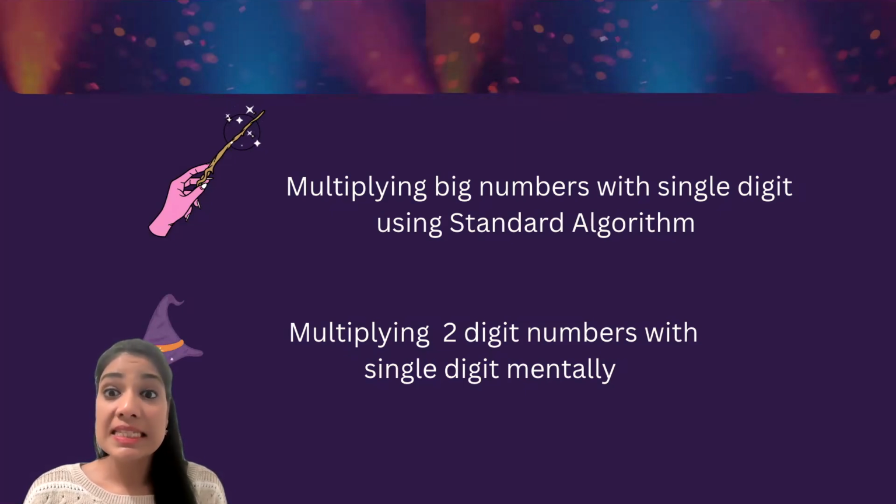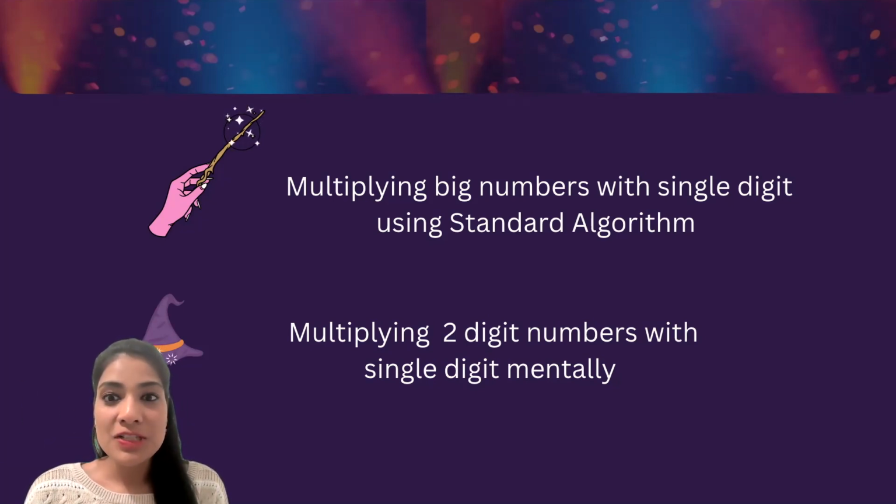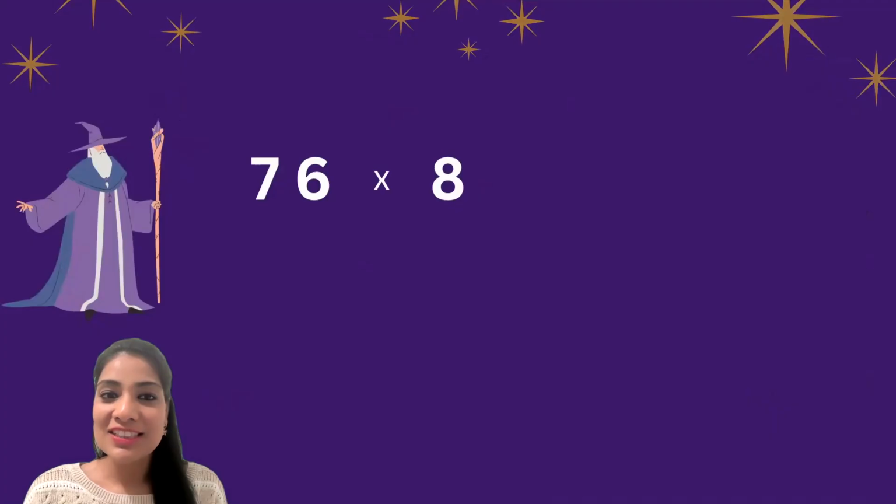First, we'll use the standard algorithm spell to multiply big numbers with a single digit small number on our paper. After that, I'll teach you the invisible wand spell, which helps you multiply two-digit numbers with a single digit using nothing but your own mind. Ready? Let's explore our first spell, the standard algorithm for multiplication.